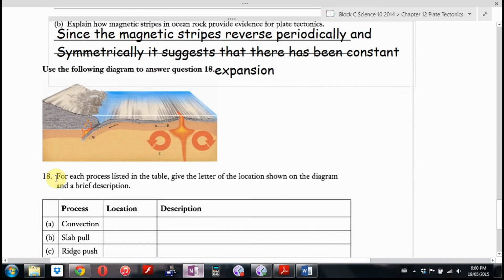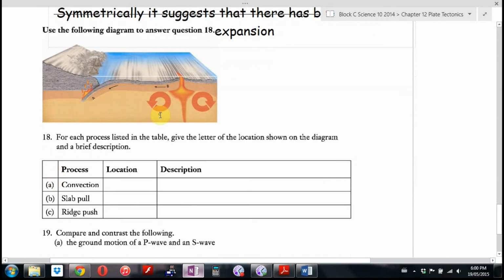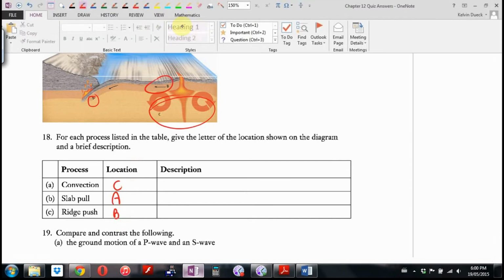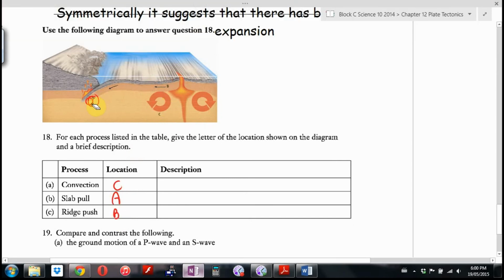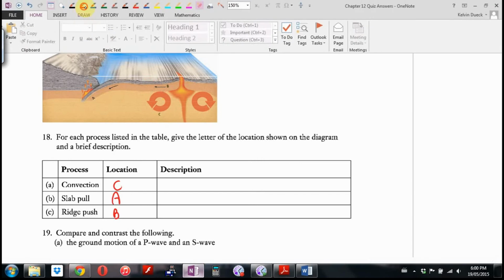Couple more. Use the following. So there's definitely going to be diagrams like this, and they're going to be black and white, but they'll be pretty clear. Slab pull right there. Convection right here. Ridge push right there. The description is kind of like what the names sound like.